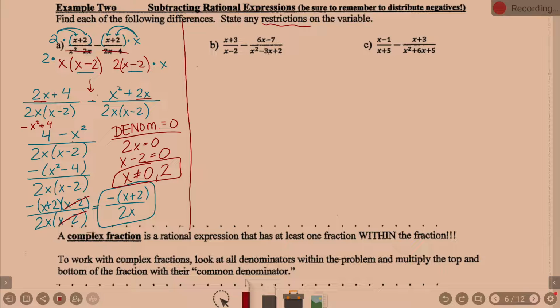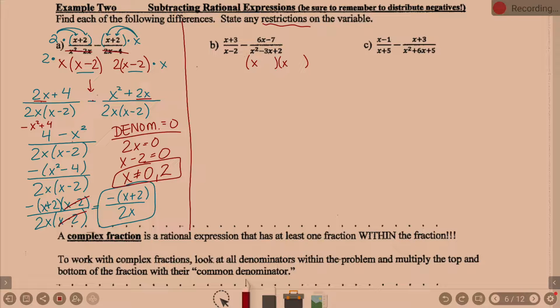Let's talk about B. Does it matter? I don't think it matters here. Have we done these yet? You know where to start? In order to subtract these fractions, we need a common denominator, which means we need to factor. X minus 2, does that factor? No, x minus 2 is x minus 2. What about x squared minus 3x plus 2? Does that factor? Yeah, it factors into two parentheses.